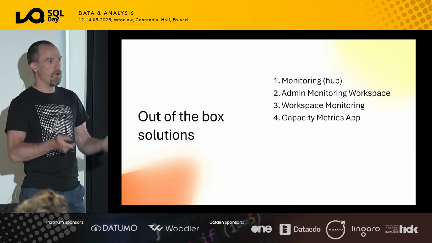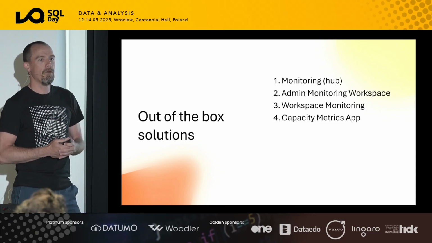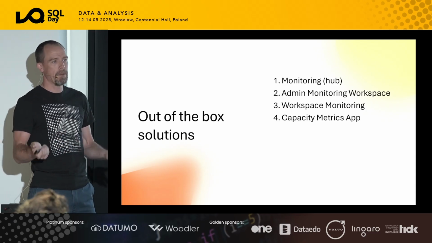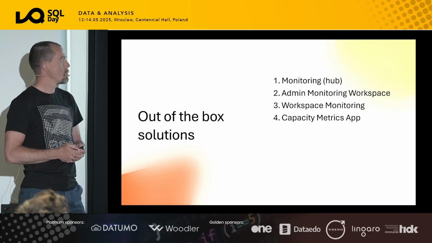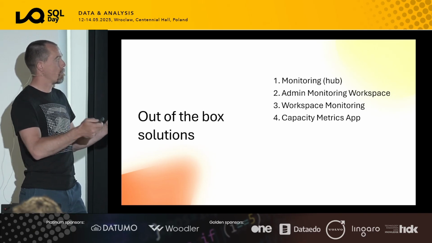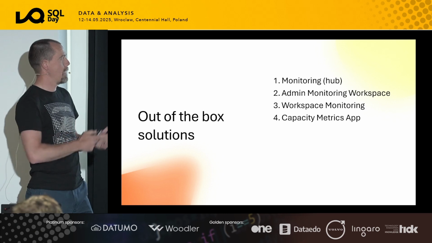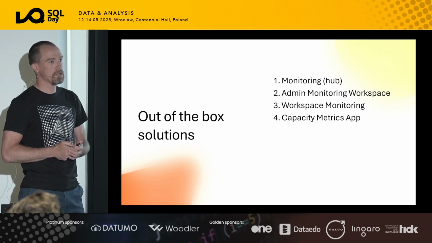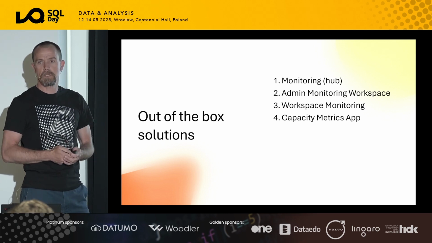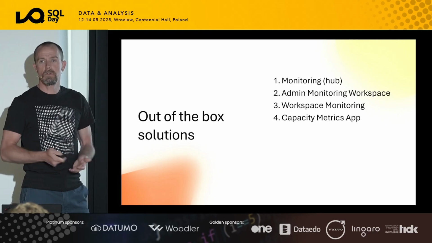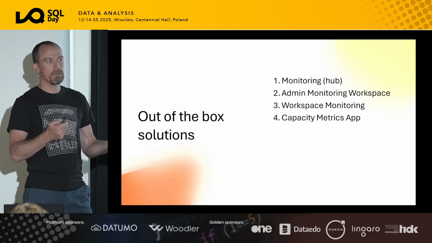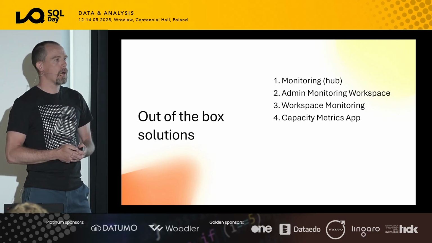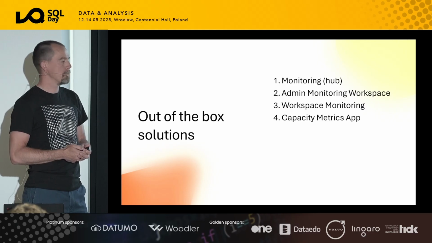It's always evolving in Fabric. We have 4 different built-in monitoring solutions. We have the monitoring hub, we have an admin monitoring workspace, we have Workspace Monitoring, and then we have the capacity metrics app. These are 4 different solutions that I will now take you through with some demos, so you can get a glimpse of what and where you can find this information.